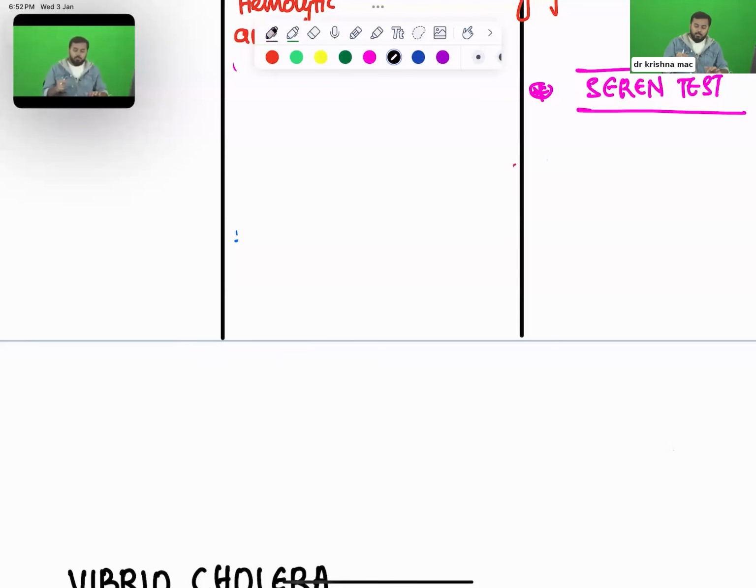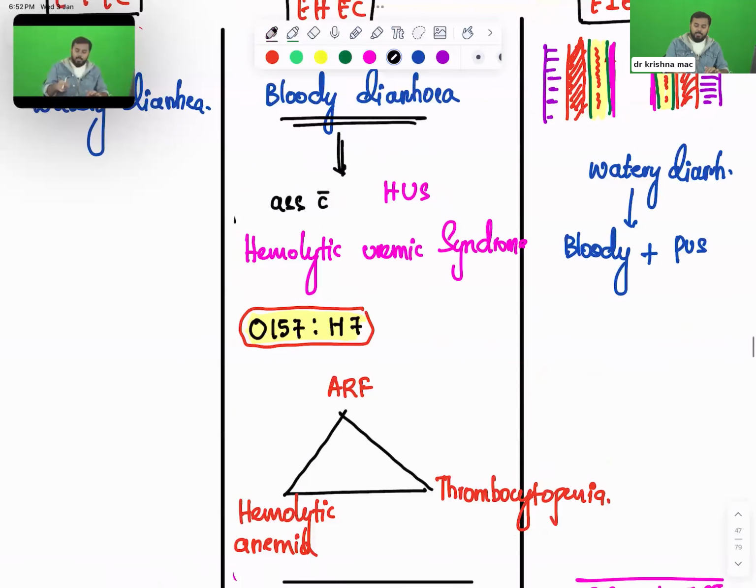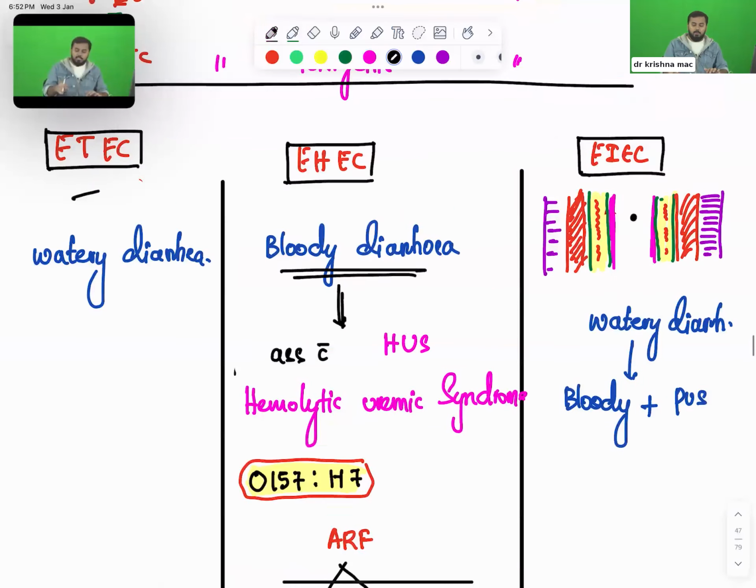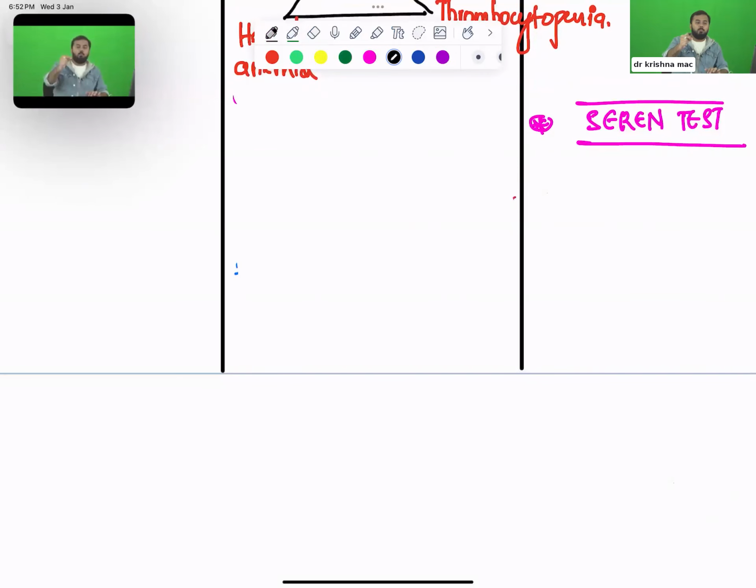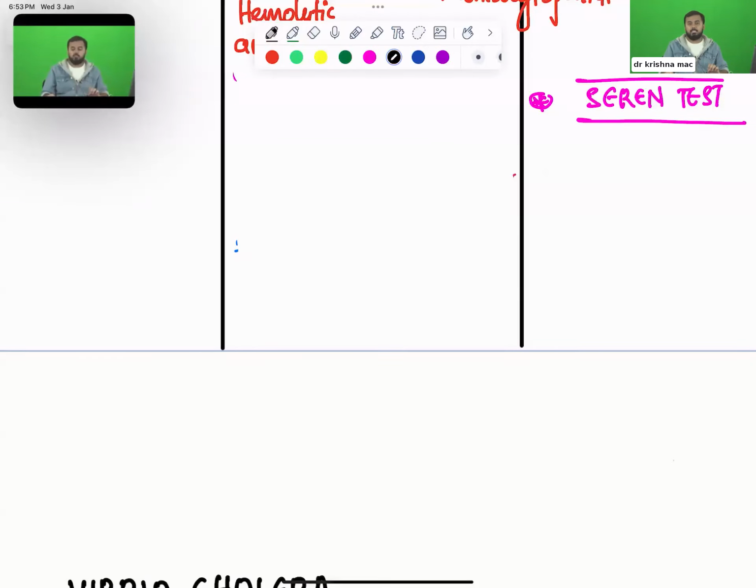What you do is you take this kind of bacteria, entero-invasive E. coli, right? And you inoculate this bacteria into a guinea pig's eye. Usually you choose a guinea pig. Now, in the guinea pig, if you find keratitis and conjunctivitis, it means the test is positive. Okay, so that test is called the Sereny test.